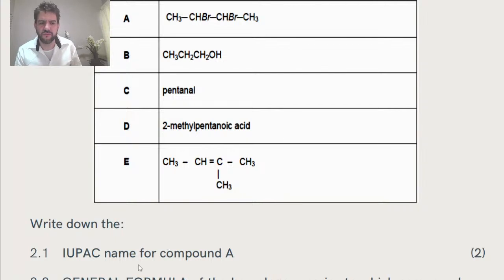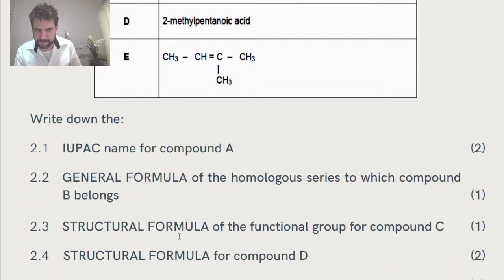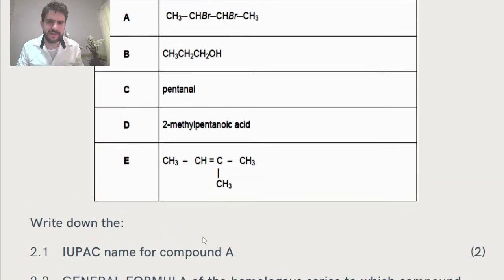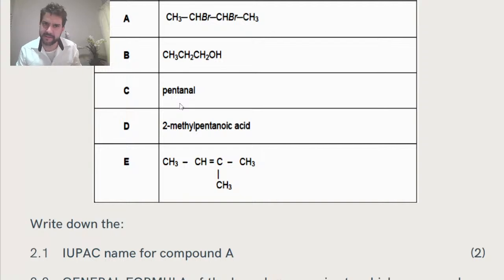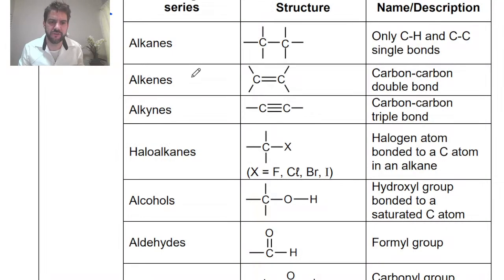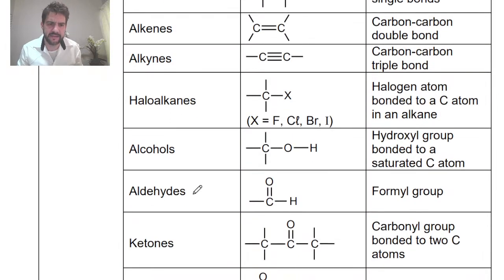That was question 2.2, general formula of compound B. Question 2.3, structural formula of the functional group of compound C. Okay, so we're going to go there now to compound C. Now, what is compound C? Compound C is an aldehyde. Now, we once more have to come here to the examination guideline. We're looking for aldehyde. Aldehydes are here. This one is the aldehydes, as you can see here on this side here. This is the aldehyde. They want the functional group.